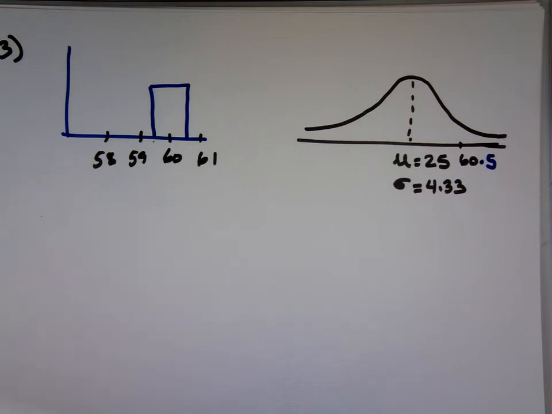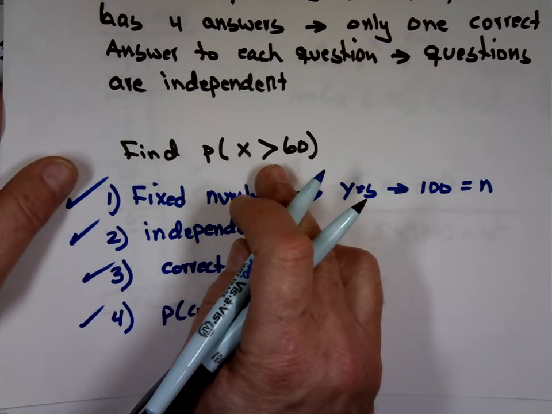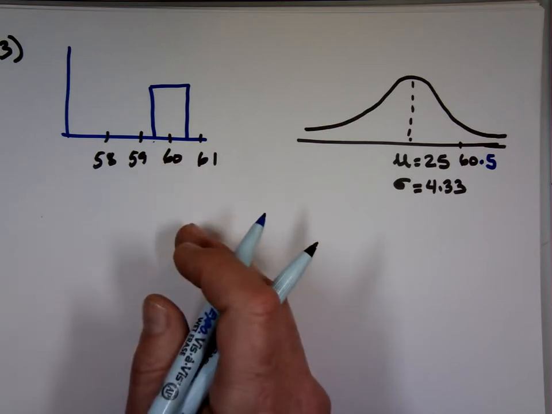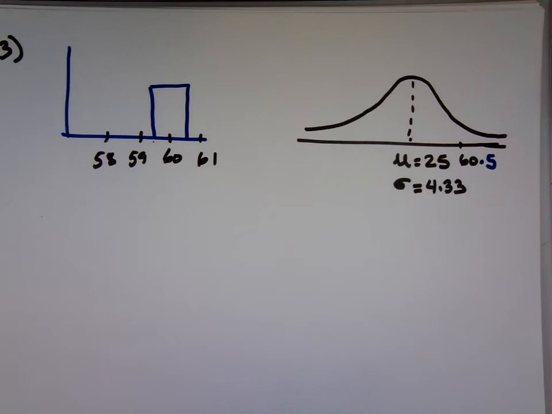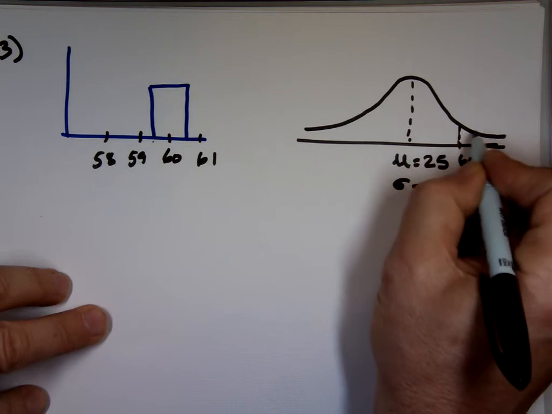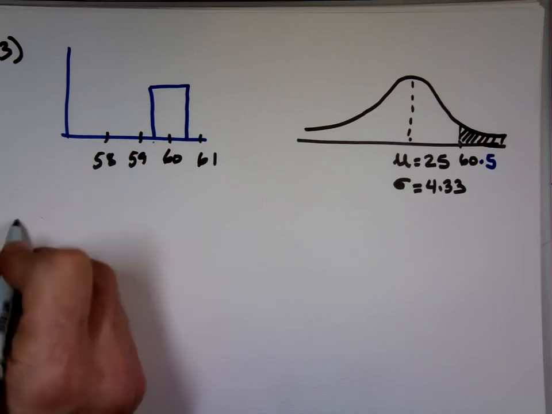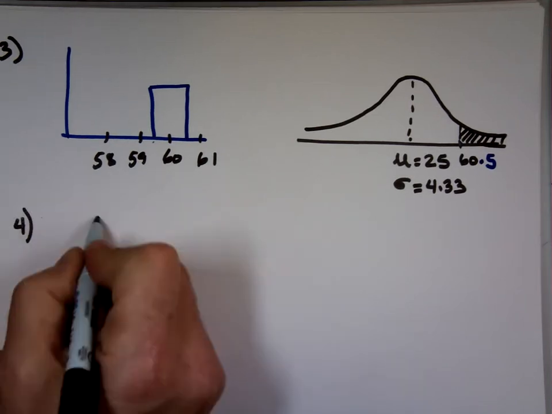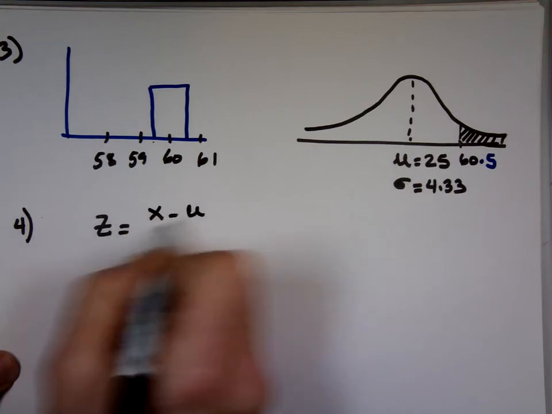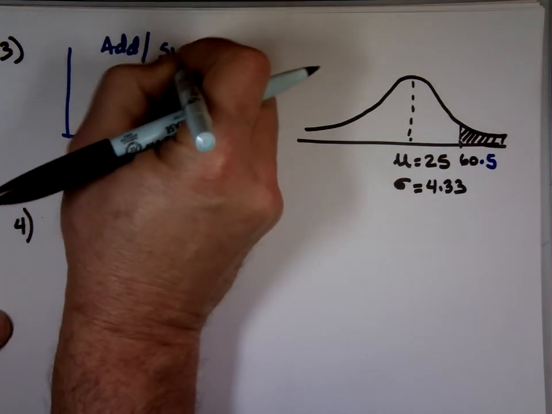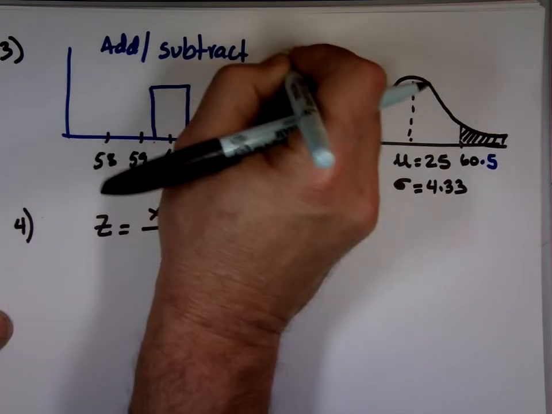If I had greater than or equal to 60, that means the 60 is included, and I would start this at 59.5. So 60.5. Here's my normal distribution right there. There's 60.5. Step number 4, I need to calculate the z value for that. So step number 3: either add or subtract 0.5 to the x value. It depends on whether the value is included or not.